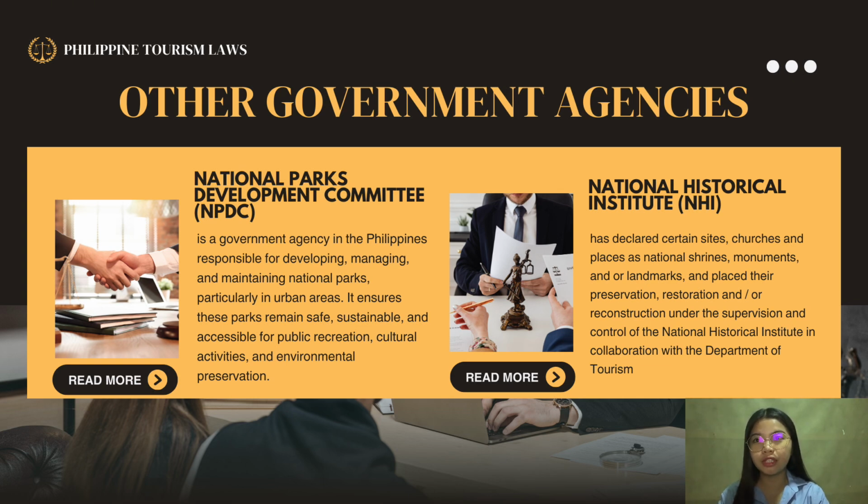This committee was originally created as an executive committee on January 14, 1963 for the development of the Quezon Memorial, Luneta, and other national parks.